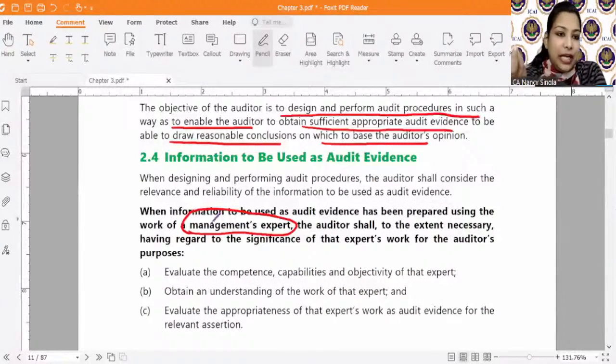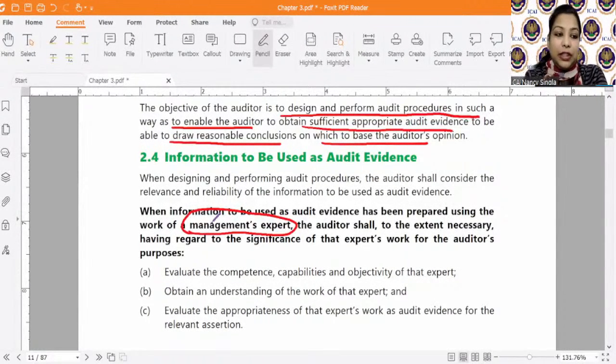In the preparation of financial statements. I gave you the example of a legal expert, right? So whether to create a provision with respect to the liability that may arise, or whether to show it as a contingent liability, right? Or let's say the environment expert. We are not an expert in that field now, okay?